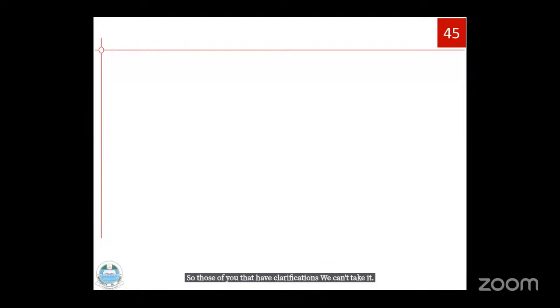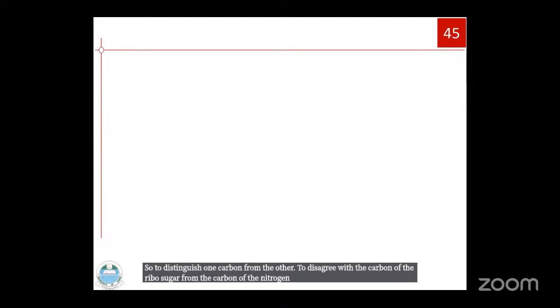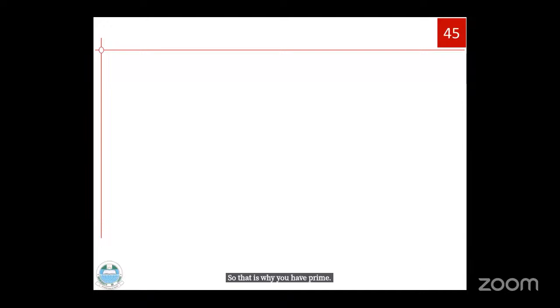If there is no question, we can share the grace. Meaning of prime numbers on the carbon. Okay, that means we were not in our last class. We said the pentose sugar has carbon. The nitrogenous bases also have carbon atoms. So to distinguish the carbon of the ribose sugar from the carbon of the nitrogenous bases, we put prime on the carbon of the sugar. So that is why you have prime on that carbon of sugar.